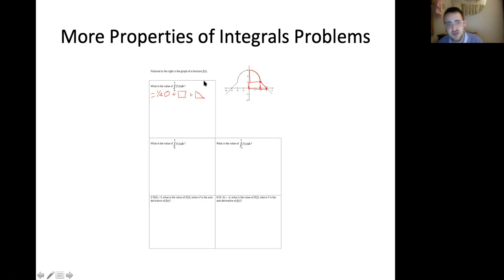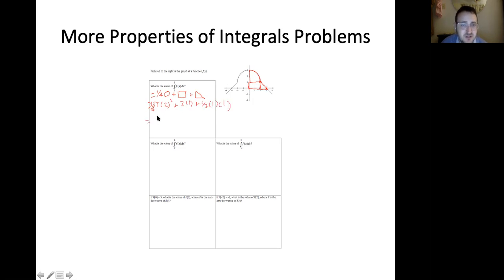We're not writing for the AP exam, but I do think it's nice to think about what's going on geometrically. And I can actually write out the geometric formulas. So this is going to be 1/4 pi times 2 squared, plus I got length times width here, so that's going to be 2 times 1. And then my triangle is 1/2 times 1 times 1.